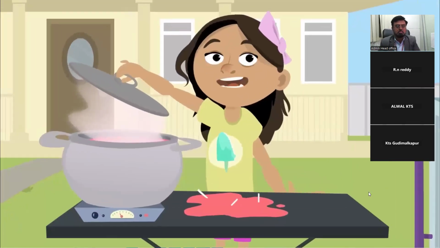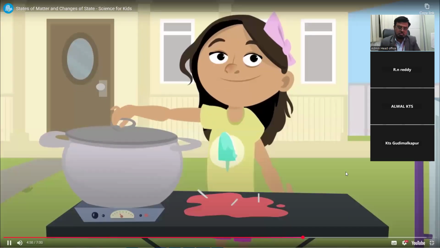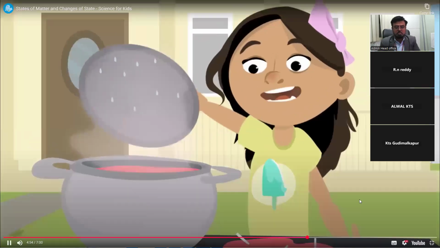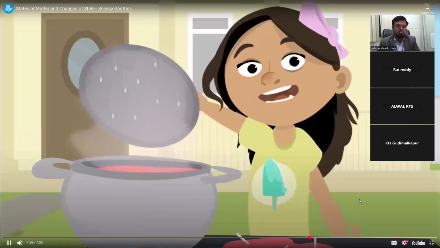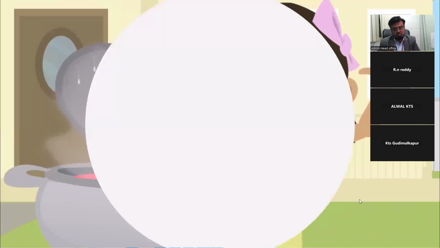What if I cover this pot? What do you think might happen? Water vapor cools as it reaches the lid, and its state changes from gaseous to liquid. Do you remember how we call this process? I've just told you, haven't I? The change from gaseous to liquid is called condensation.